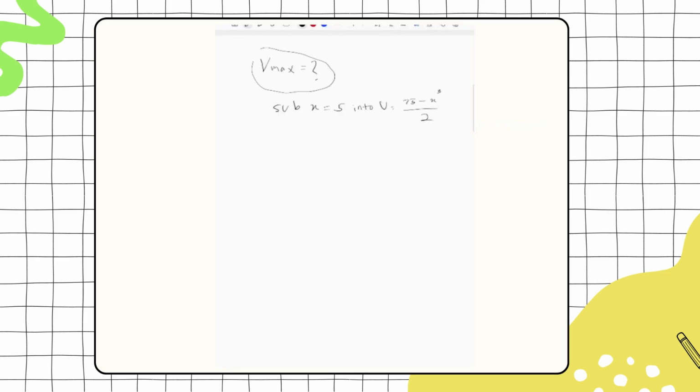To find V max, we need to substitute x is equal to 5 into V is equal to 75x minus x cubed over 2. So V max is equal to 75 times 5 minus 5 cubed over 2. And we have 250 over 2. And simplify, we have V max equal to 125 meter cube for the max volume.